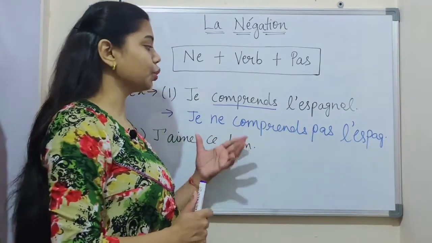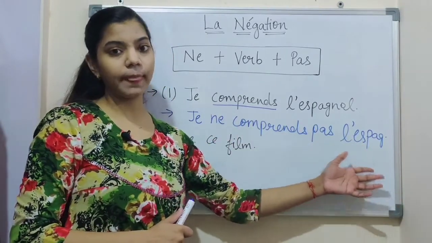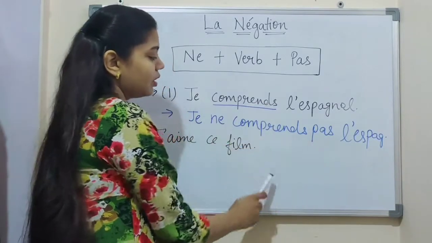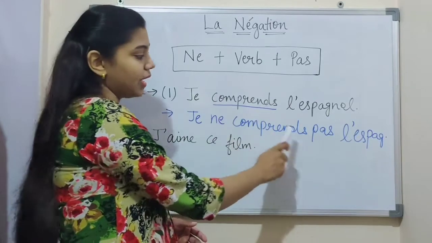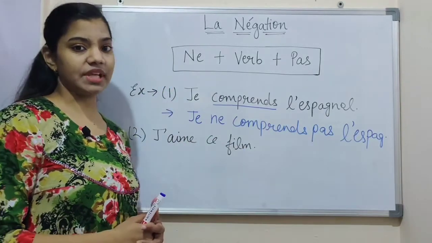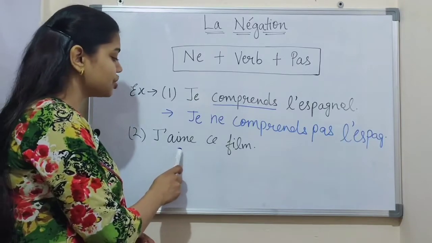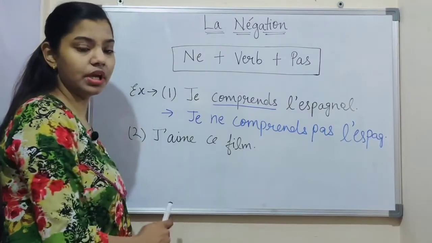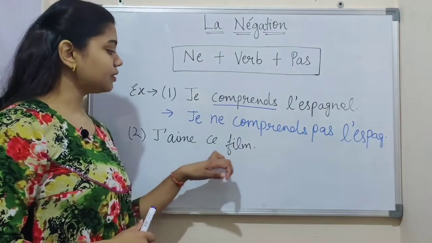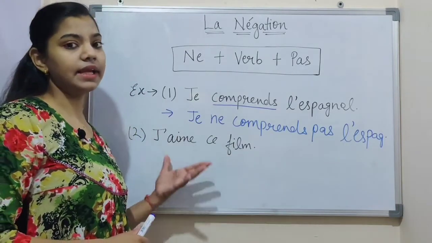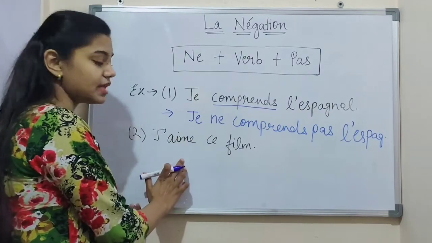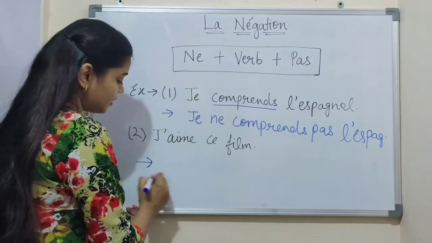I do not understand Spanish. So ne and pas: ne is used before and pas is used after the verb. Understand? Now we move to the second example, which is j'aime ce film. That means I like this film. This is a positive sentence, so how do we make it negative?